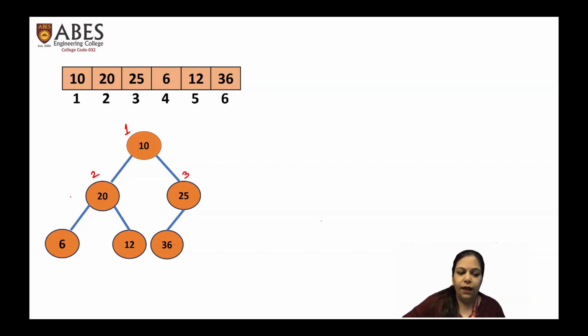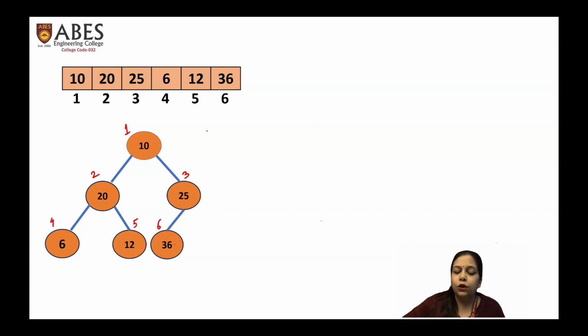The right child will be the element stored at index 2 into I plus 1, that is 3. And again, if the root node I becomes 2, the left child will be 2 into I, that is the element stored at index 4, and the right child will be 2 into I plus 1, that is the element stored at index 5. And for node 3, the left child will be the element stored at index 6, and further we do not have any element. So this is how the binary tree will be created with the help of array indices.